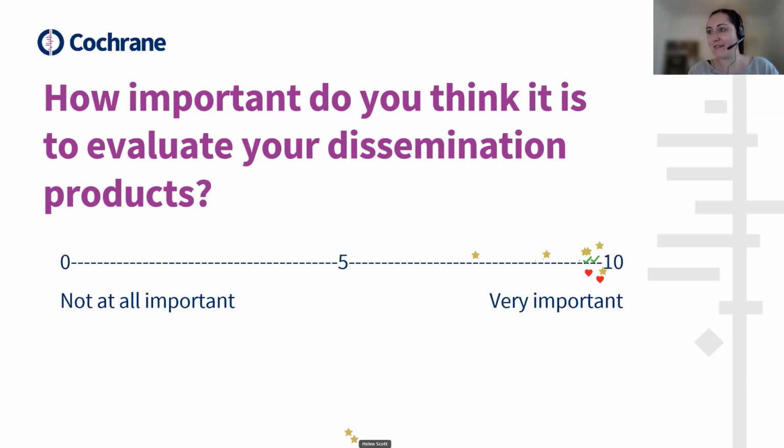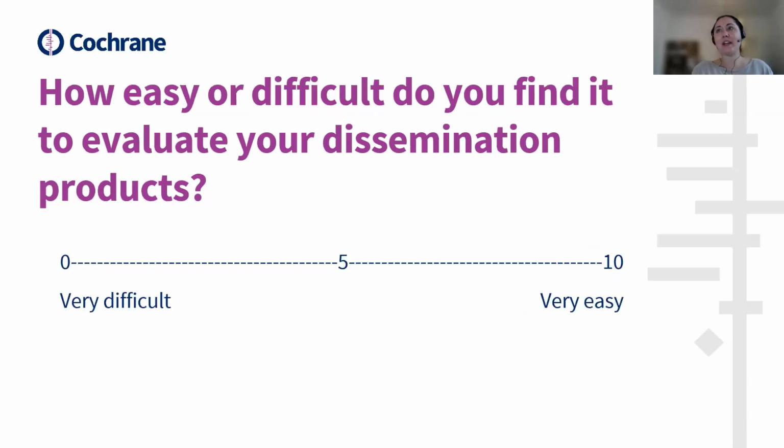All right, let's head over to the next one. The next question: how easy or difficult do you find it to evaluate your dissemination products? We've established that it's important, but in reality, how easy is it to do? Same as before, view options, annotate and stamp, and choose your number.